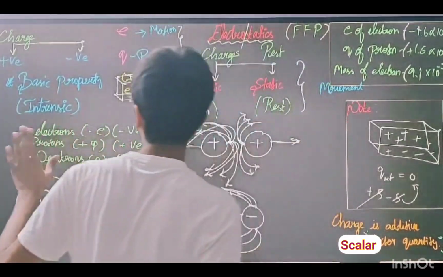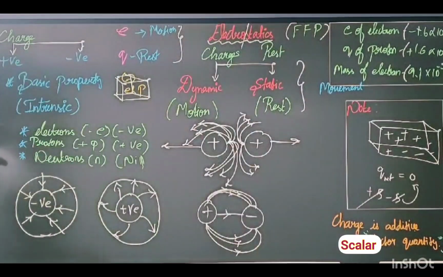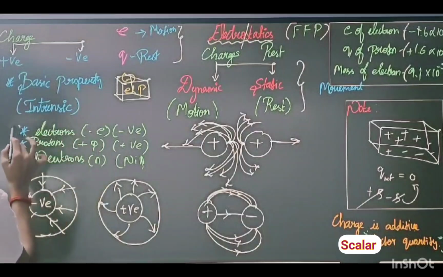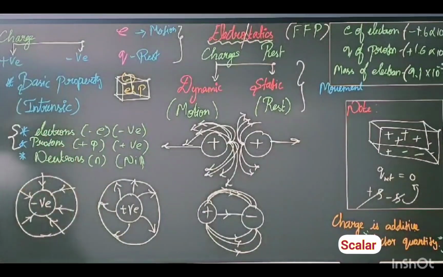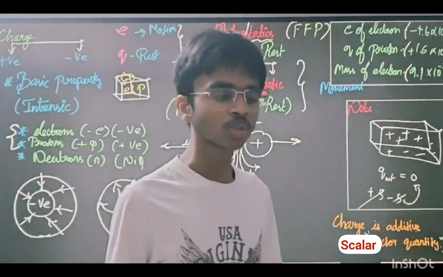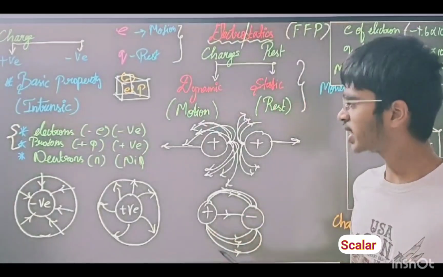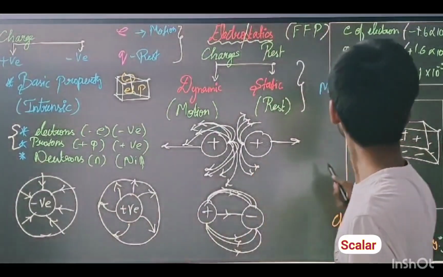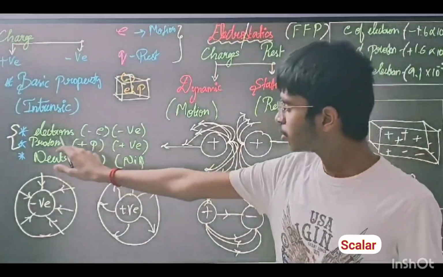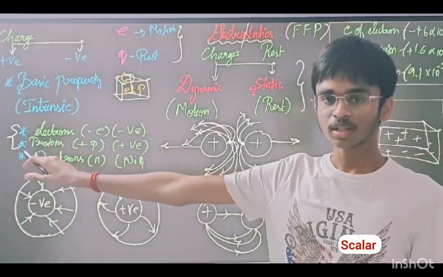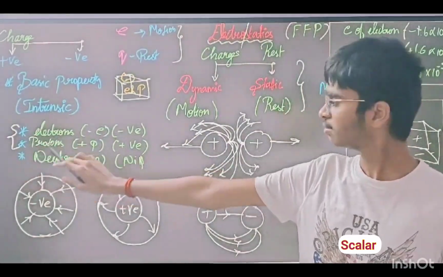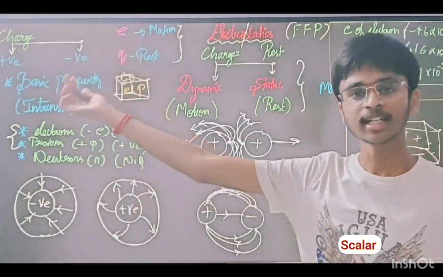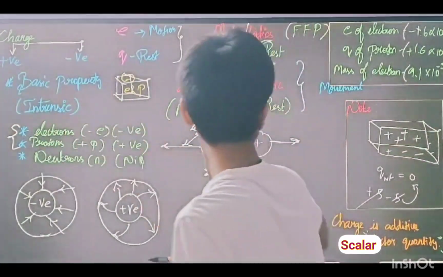See, charge is completely dependent upon these two things only. In this, neutrons will not come. First will be electrons and second will be protons. So, if an object, it can be any object, has a count of electrons higher than the number of protons, then automatically it will be negative.